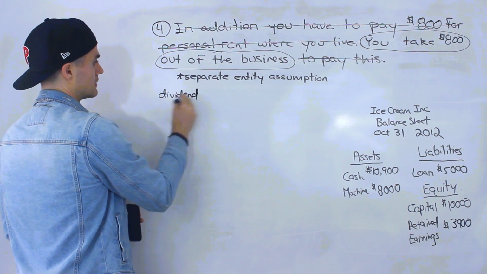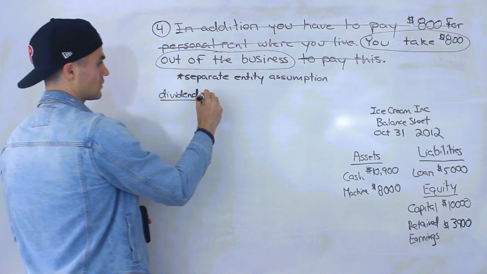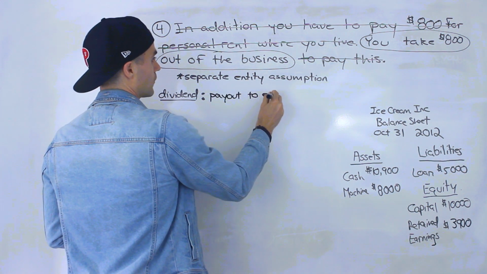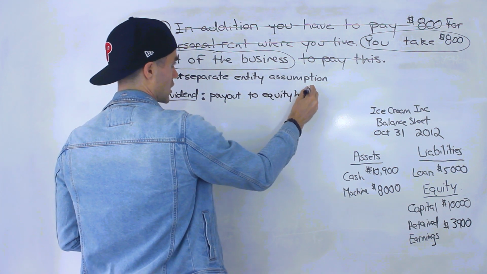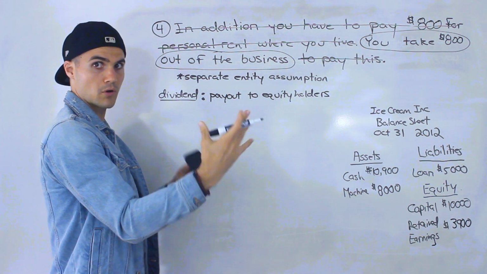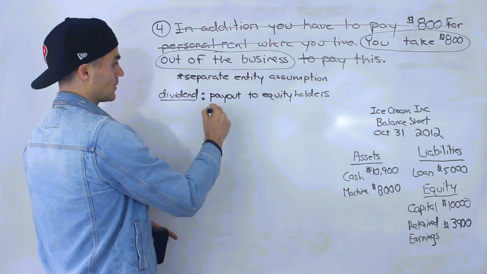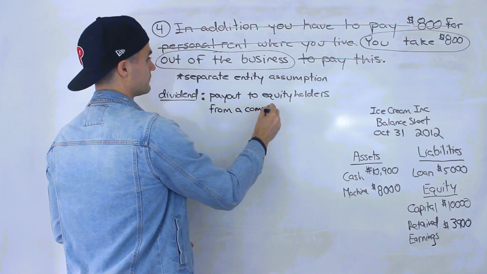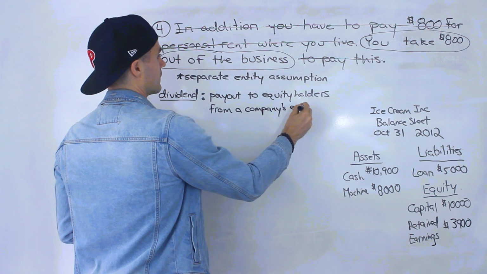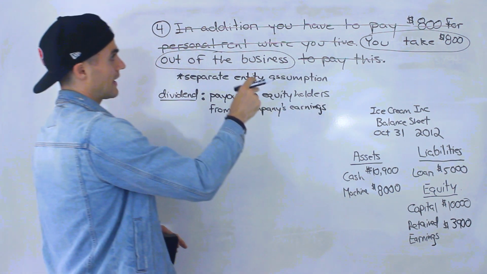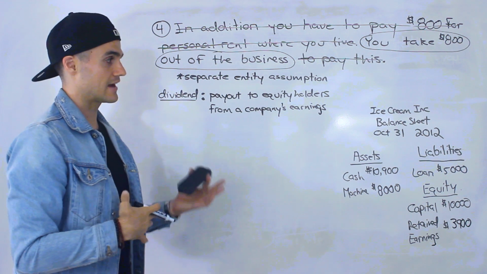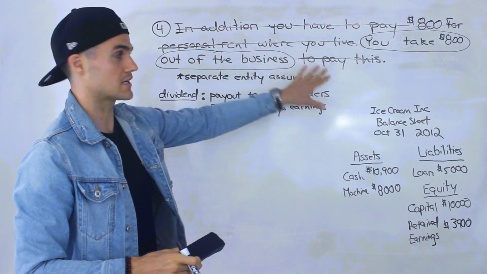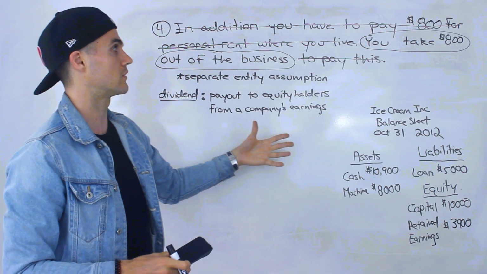So you may see different definitions for a dividend. The way I like to think about it is just a payout to equity holders or to shareholders, or sometimes you'll see owners. Remember, all those mean the same thing. Payout to equity holders from a company's earnings. Right? So the fact that $800 is getting taken out of the business, that is important, and that is going to affect the balance sheet. It is going to affect the business. But the reason why it's happening is not important.